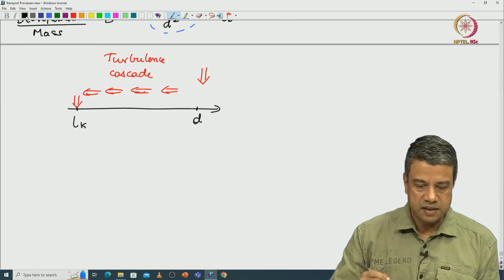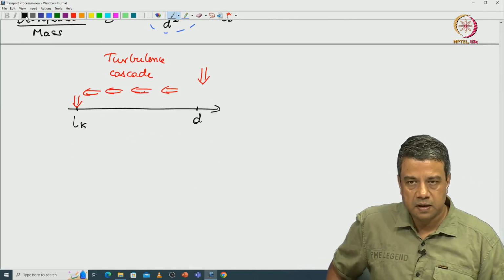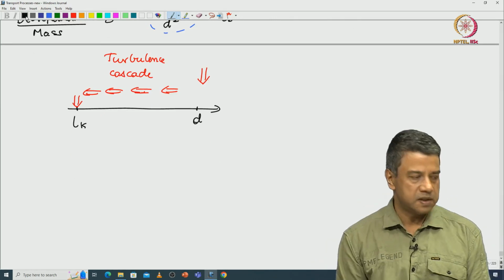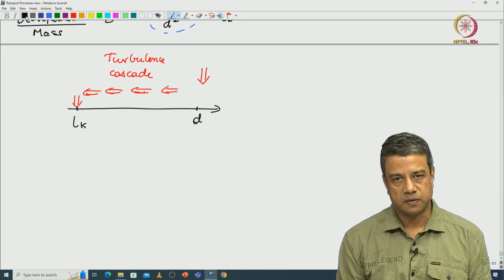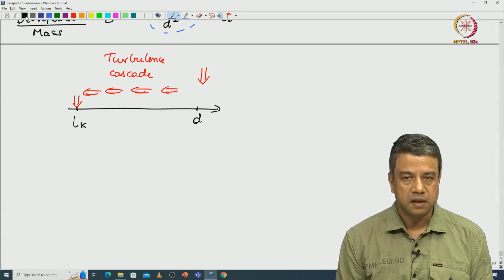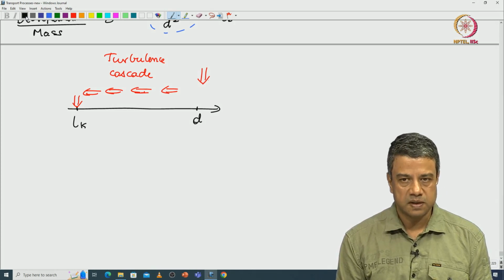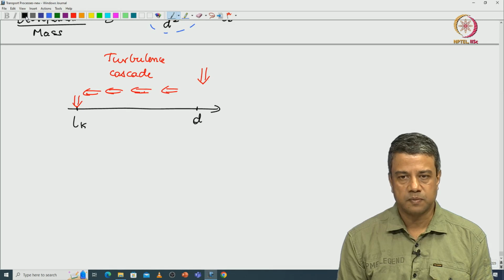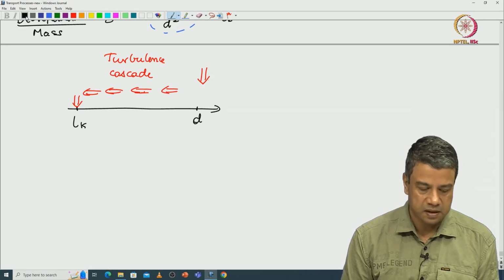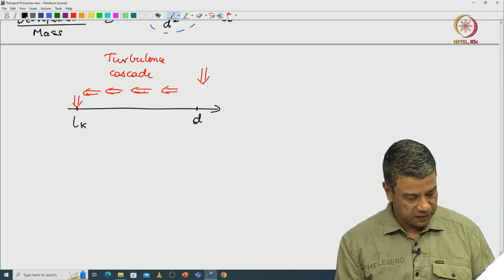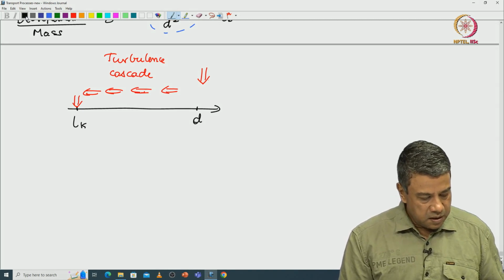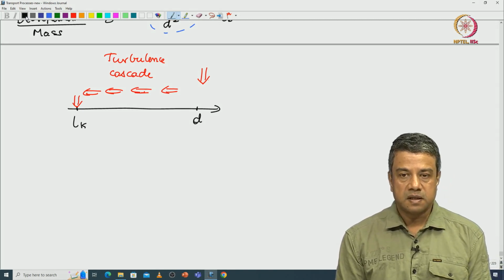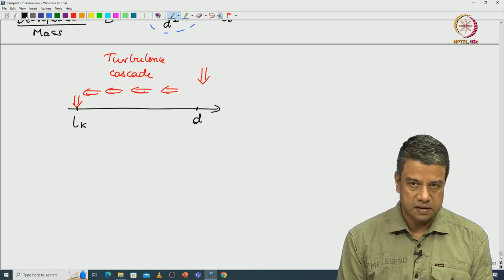So, that is a picture of a turbulent flow. At the larger scales, the Reynolds number is large, the rate of dissipation of energy is small. The energy is transported through smaller and smaller scales, until at the smallest scale, the energy dissipation is comparable to the energy that is put in at the large scales. This energy dissipation takes place at the smallest Kolmogorov scales.